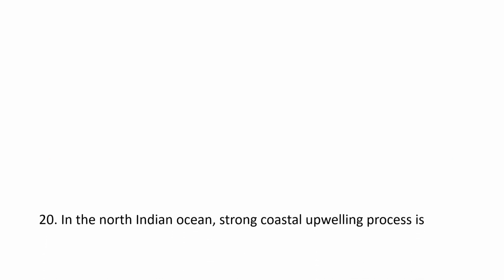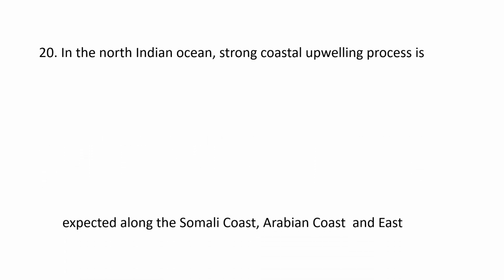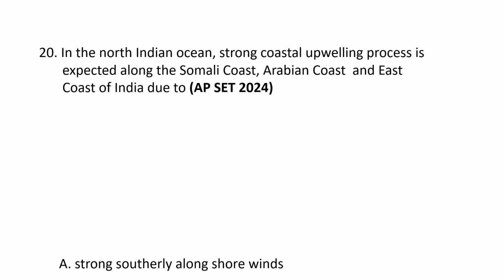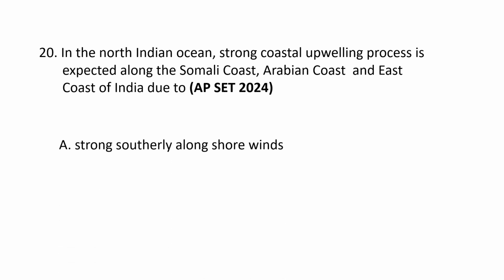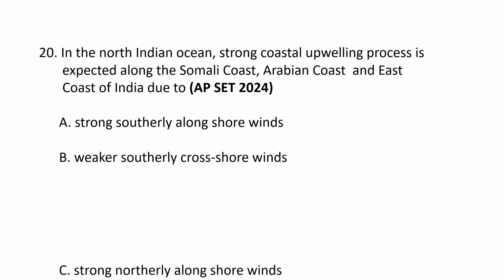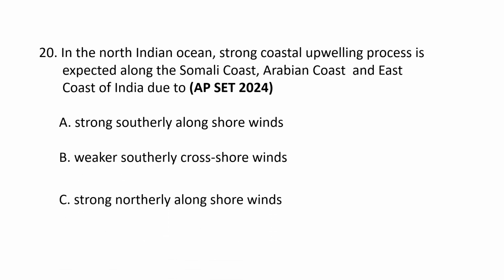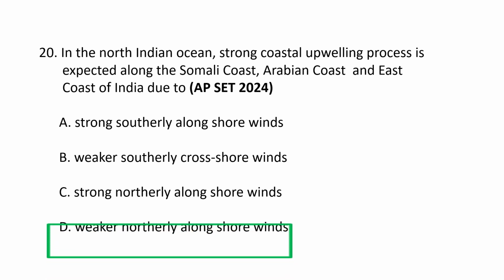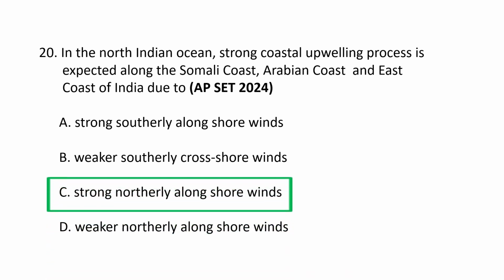Next question. In the North Indian Ocean, strong coastal upwelling is expected along the Somali coast, Arabian coast, and the east coast of India due to A. Strong southerly along shore winds, B. Weaker southerly cross shore winds, C. Strong northerly along shore winds, and D. Weaker northerly along shore winds. The correct option goes as C.